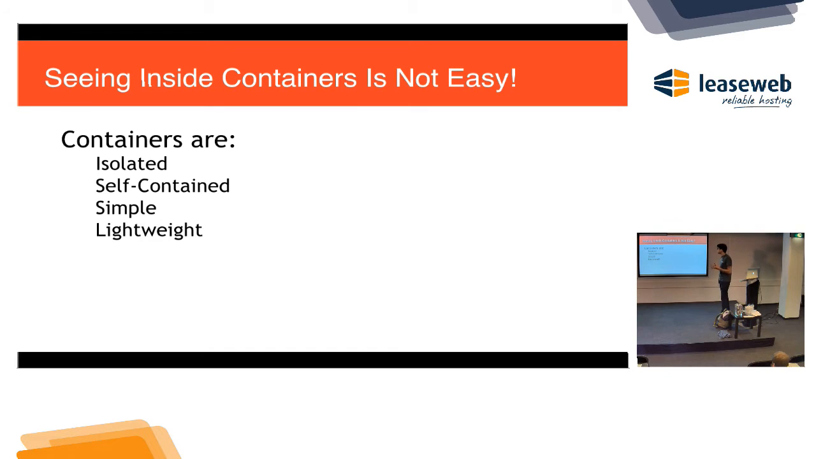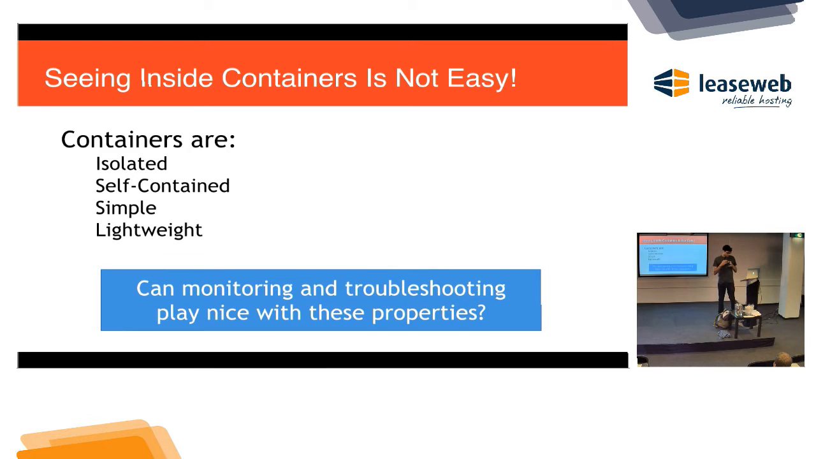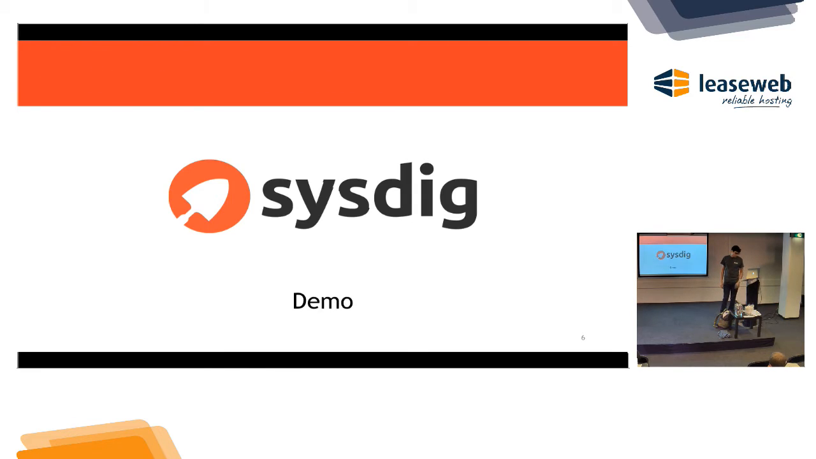So seeing inside the containers is not easy, because containers are isolated. They have their own set of resources. They are self-contained. They have everything they need inside. They are simple, so I don't want to install a whole operating system set of utilities inside my containers, because they should be lightweight and easy to use. So can we do something to get the monitoring and troubleshooting we need to deploy containers and use them effectively in production, without losing those properties of containers?